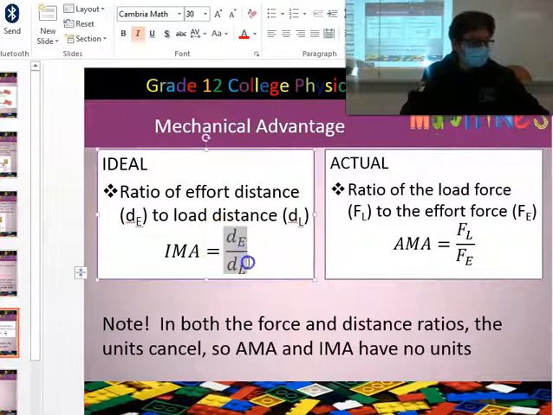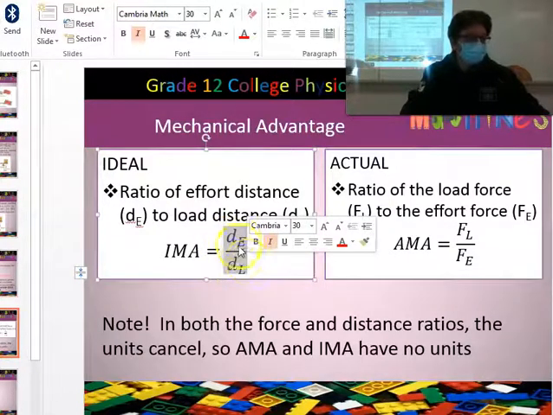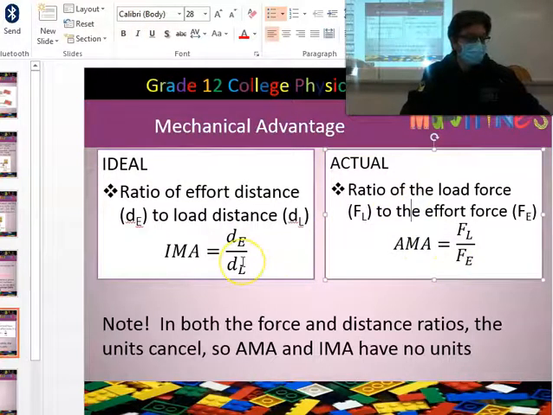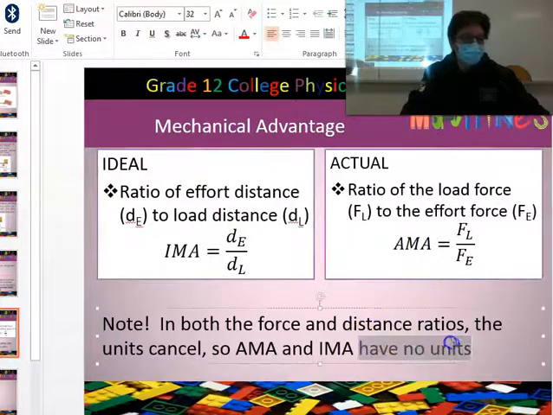And if you look at the units, here we have meters per meter, which cancels. Here we have newtons per newton, which cancels. What happens is we get a dimensionless quantity, meaning ideal mechanical advantage and actual mechanical advantage have no units.